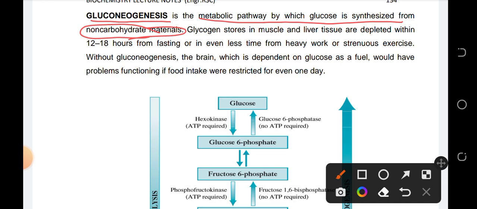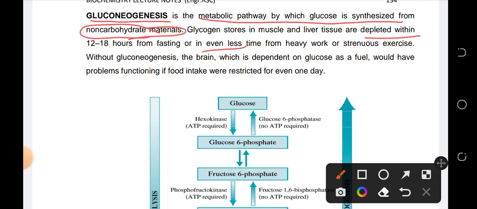Okay? So kanina kasi sa gluconeogenesis, carbohydrate material kasi si glycogen eh. So glycogen will be converted to glucose, parehas silang carbohydrate. Pero kapag ang source natin ng glucose is a non-carbohydrate material such as pyruvate, okay, ang process ang tinatawag ay gluconeogenesis. Okay?